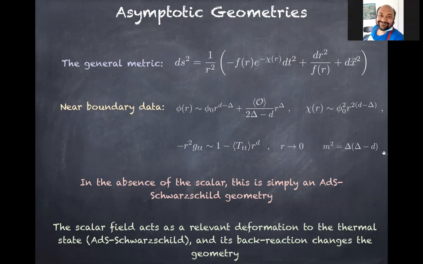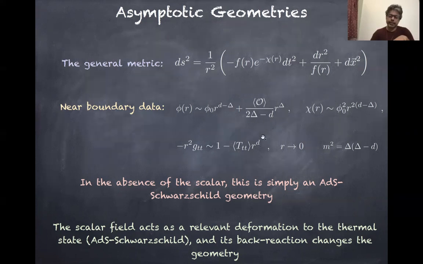Okay. So you set these boundary conditions and you ask your equations to solve. So that's one set of boundary conditions. And of course, in the absence of the scalar, if you set the scalar to zero, you see that the first line goes away, everything is zero, but the second line remains. The second line is still non-zero. The right-hand side still remains, and that's just a simple AdS-Schwarzschild geometry.